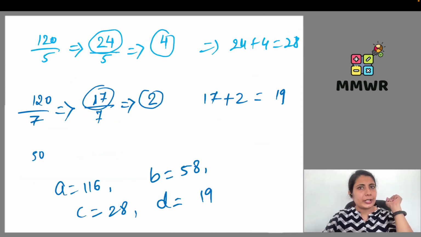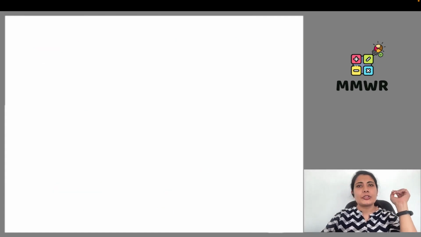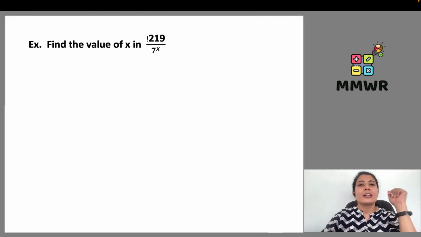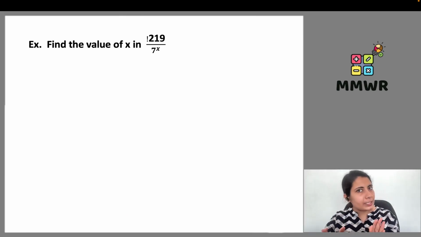I hope it's easy for us to understand. How we will be applying it to get the number of zeros, that we also will be looking at. That is so easy. Here itself I can show you, but for that we have a few examples here. Let's practice how to find the maximum power and then we'll simplify it.